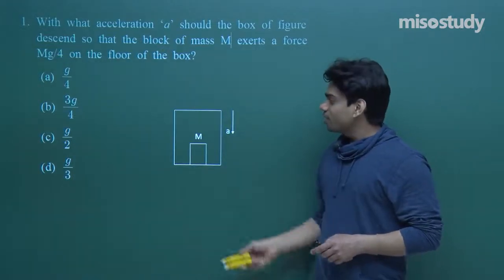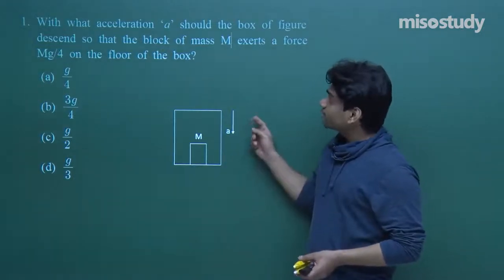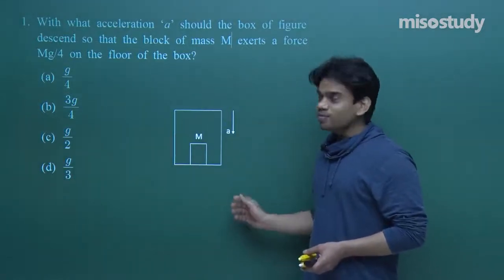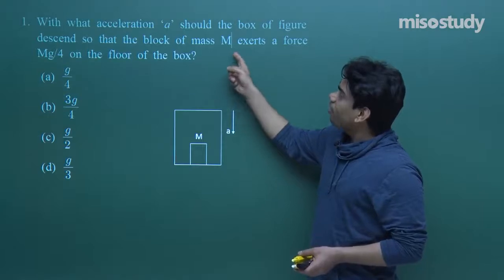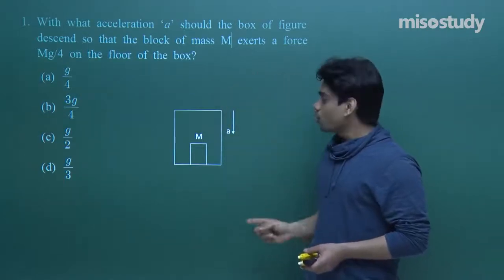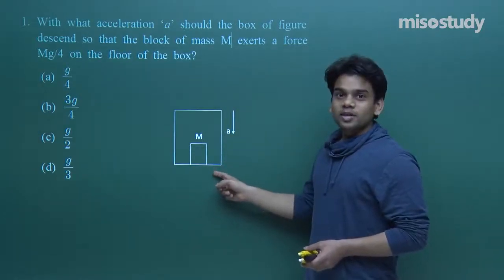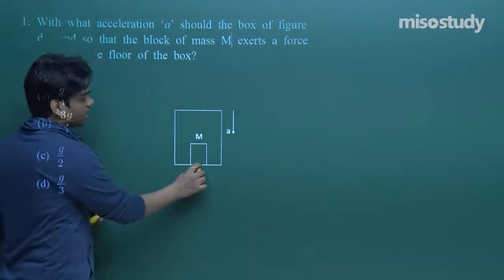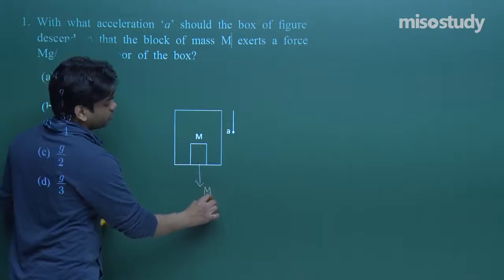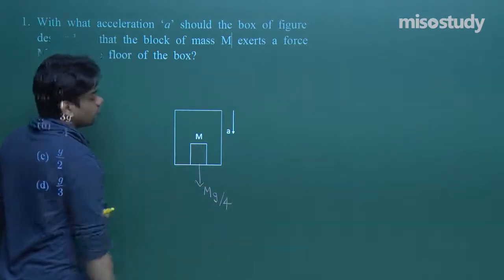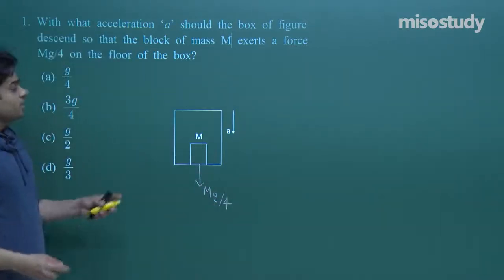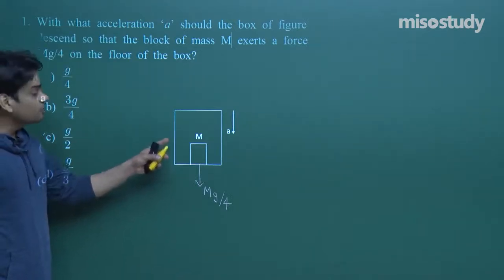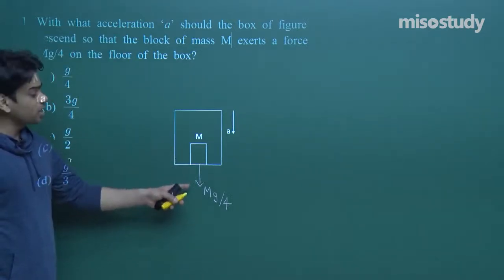So we have a diagram given here. We have to find out the acceleration with which this box should actually move downwards, so that the block of mass M exerts a force mg/4 on the floor of the box. So if I mark the force that is actually acting as mg/4 on the floor of the box, mass M exerts a force mg/4.